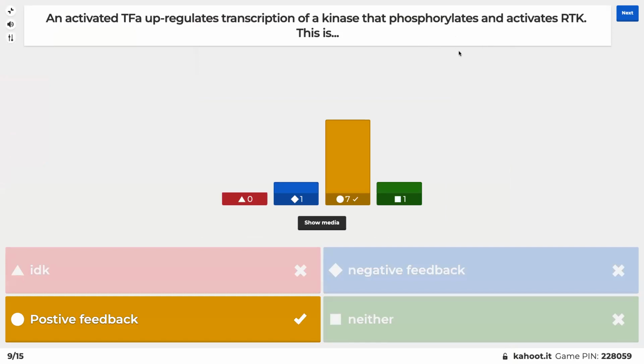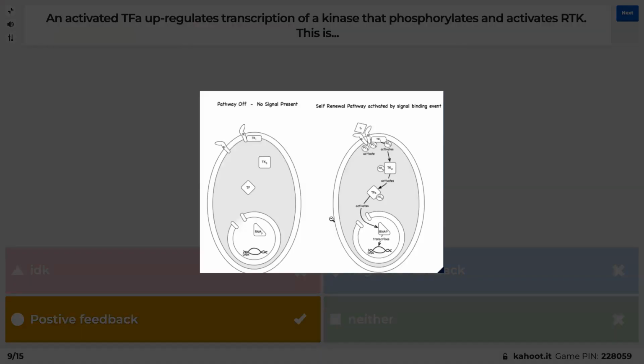Okay, I haven't even read the question. An activated TFA upregulates transcription of a kinase that phosphorylates and activates RTK. Yes, okay. So yes, this is the positive feedback loop because we're seeing that TFA is downstream of RTK. So if something is happening with TFA that's causing activation and phosphorylation of RTK, this is going to be an example of our positive feedback loops.